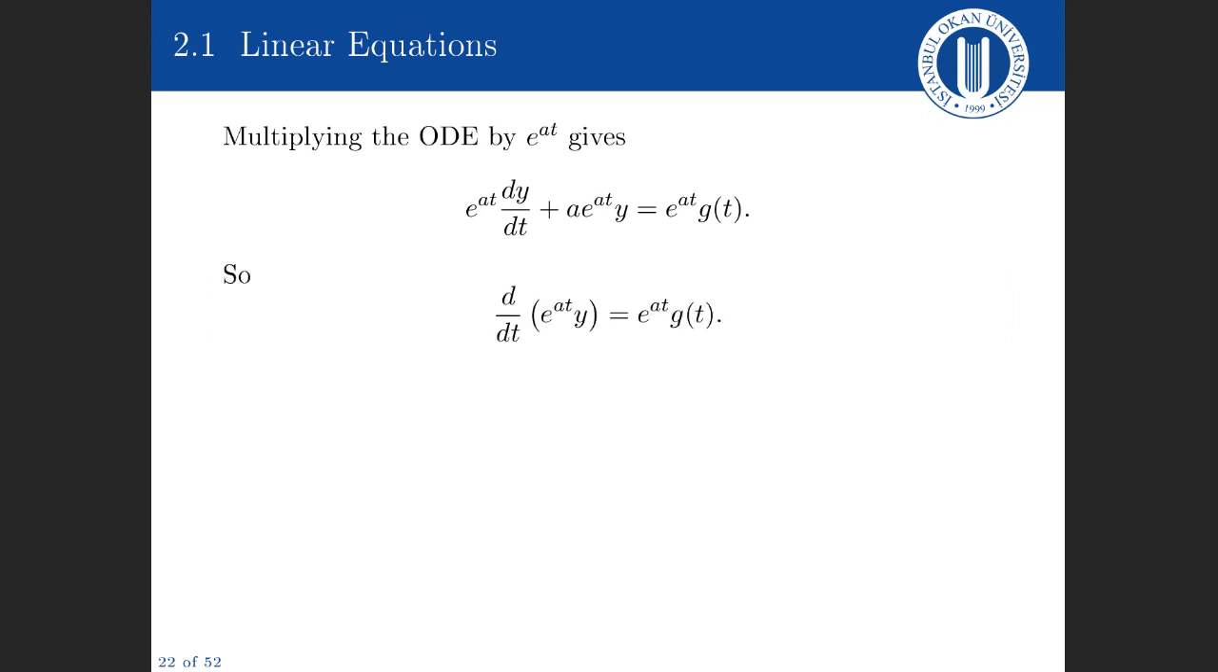Using the product rule, this is the same as d/dt of e to the power at y is equal to e to the at g of t. Now we can integrate. When we integrate the left side, the derivative just disappears, and we end up with e to the at y is equal to the integral of, and just to avoid confusion, I'm changing the dummy variable here to s, the integral of e to the power as g of s ds, and then, of course, plus a constant because we're integrating.